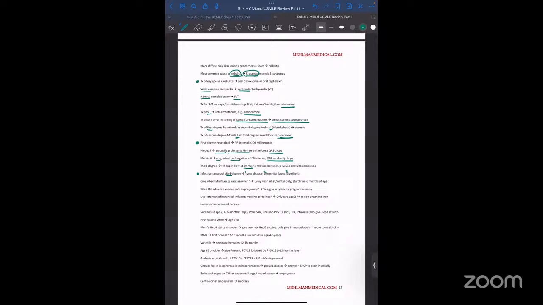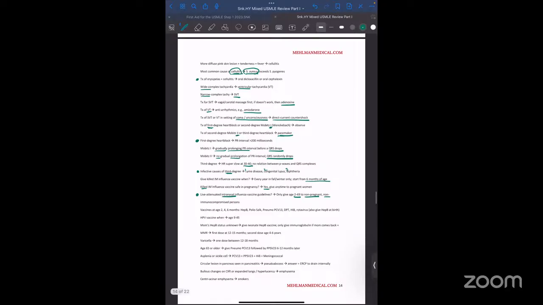Then next is give killed IM influenza vaccine when? Every year in fall or winter only, start from 6 months of age. Killed IM influenza vaccine is safe in pregnancy. Yes, it's killed, so it's safe and give anytime to pregnant women. Live attenuated intranasal influenza vaccine guidelines only give age 2 to 49 non-pregnant, non-immunocompromised persons. So the live version of the intranasal influenza vaccine, 2 to 49, non-pregnant, non-immunocompromised.